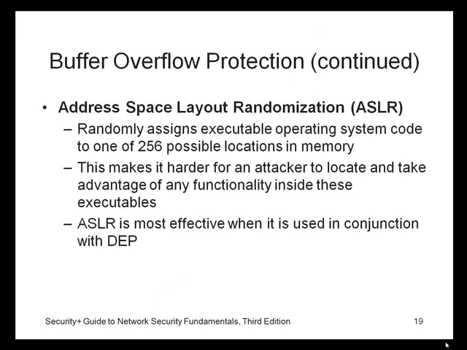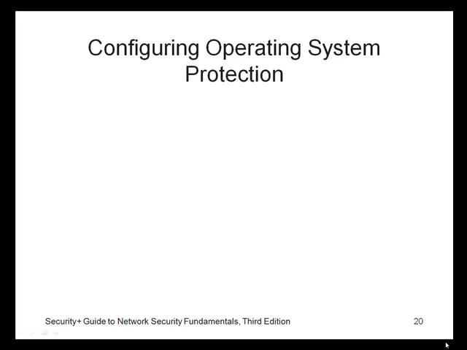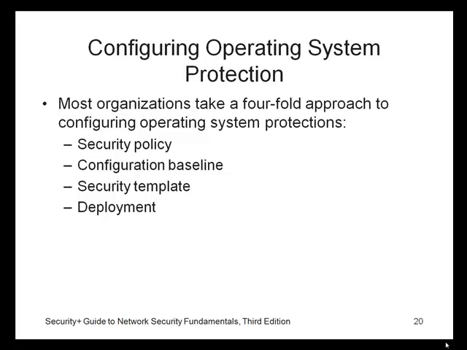Address space layout randomization randomly assigns executable operating system code to one of 256 possible locations. I think 256 possible locations gives you a 0.39% probability of being able to find that exact location. It's harder for the attacker to locate it, most effectively when it's used in conjunction with DEP. So you've got two things to help protect it.